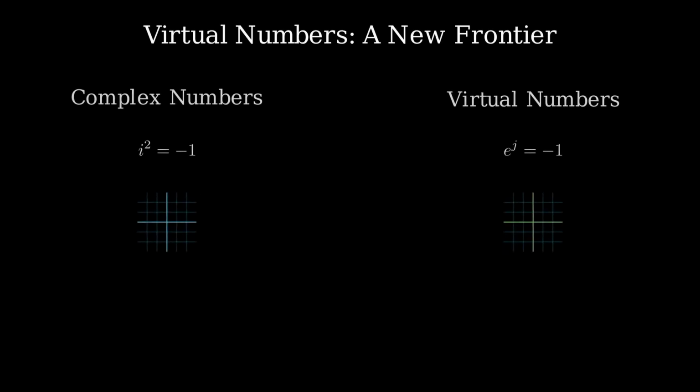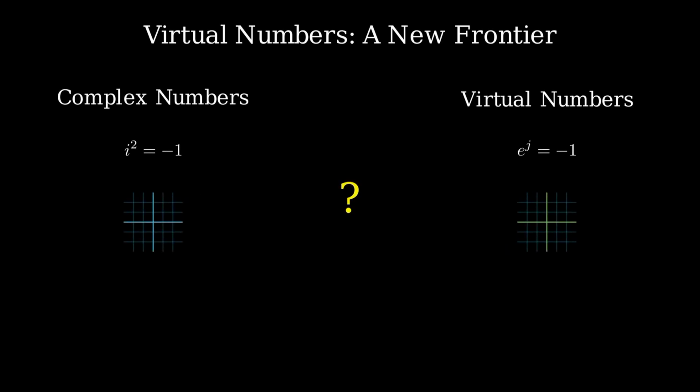Hey, math enthusiasts. 6 months ago, we blew your minds with virtual numbers, a totally new way to think about numbers, where the key rule is exponential, not algebraic. Today, we're diving deep, building this system from the ground up, step by step. Get ready to see how e to the j equals -1 unlocks a whole new mathematical world.